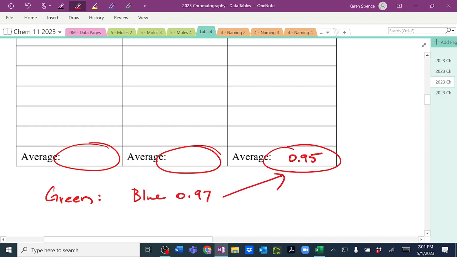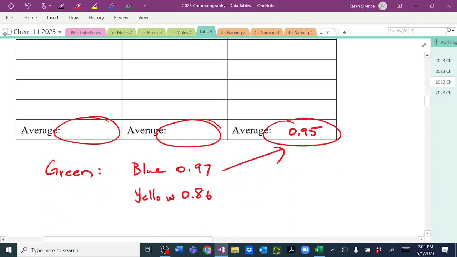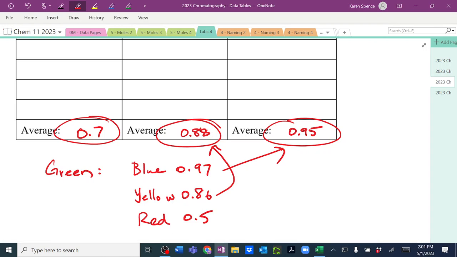Yes? And let's say my yellow was 0.86, and the class average for yellow, I'm totally making these numbers up. These are not the real numbers, okay? And the class average was 0.88, you could say, oh, that's a match too. And then if I had red, which was 0.5, and this was 0.7, you could say, oh, that's not a match. Okay? So you'll be comparing them, and you'll be telling me what the difference is and saying, yes, it's a likely match because it is within 0.05, or no, it's not a likely match because it's not within 0.05.